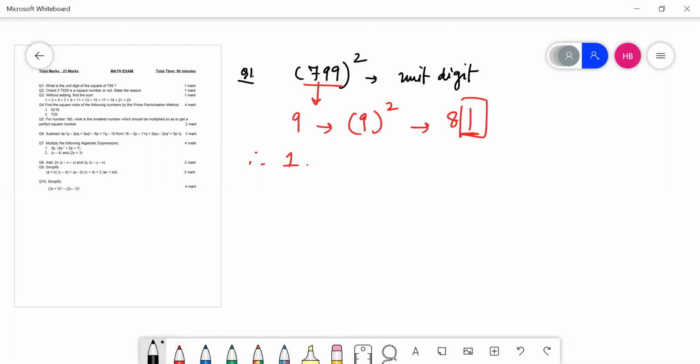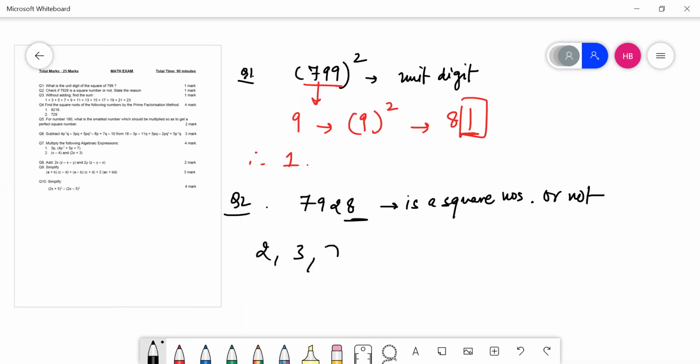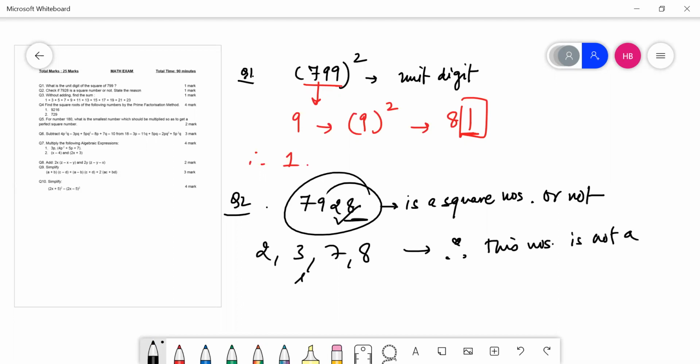Okay, let's move to question number 2. Check if 7928 is a square number or not. Very easy. The first step is always to check the last digit of the number. If the last digit is 2, 3, 7, or 8, then the number is not a square number. So I can see that this number is ending with 8. Therefore this number is not a square number because it is ending with 8.